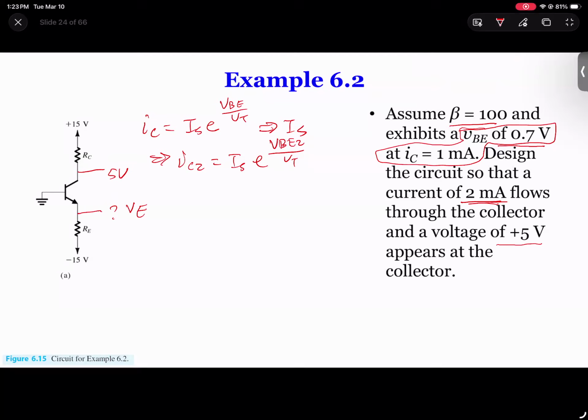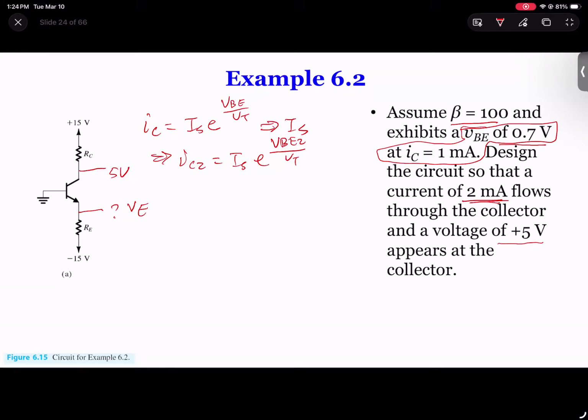Okay, so if VC is 5 volts, and the top power supply is 15, at least you can get an RC right away without knowing even the performance of the transistor, right? Because how do you calculate RC?